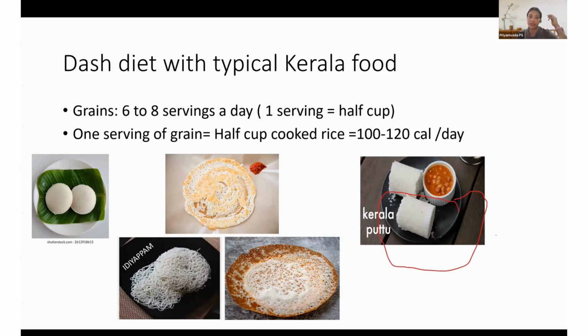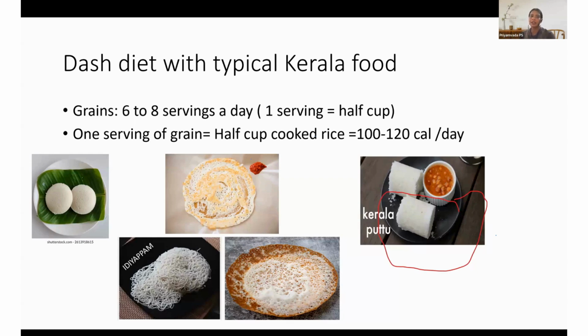But this is a big problem in our state, not in our state, in general in India. We have a huge reliance on carbohydrates, and National Nutritional Surveys have shown that around 65 to 70% of the calories we eat in a day are derived from carbohydrates, and that's not something which we really want. So the DASH diet, let's see how actually we can advise on a DASH diet.